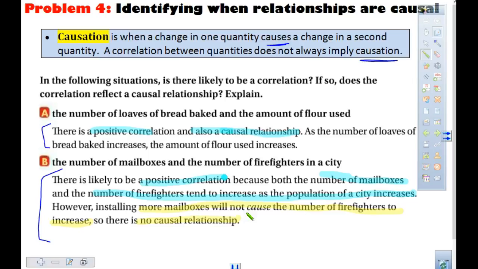Does that make sense? So the difference in a correlation is how two things are related, whereas the causation part is, does one cause the other to happen? In that first situation, when you keep baking more bread, it causes us to use more flour. Adding more mailboxes does not require the city to automatically add more firefighters, right?